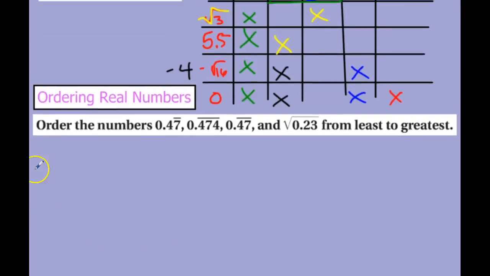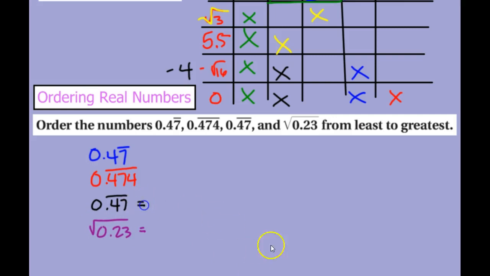Alright, our last piece here. Order the numbers from least to greatest. So I'm going to write these all out because they look so similar. 0.47 repeating, 0.474 with all of them repeating, 0.47 with both repeating, and then we have the square root of 0.23. So I'm going to actually write each of these out multiple times. So for example, this first one would be 0.4, and then the 7's repeating, 7, 7, 7. And it would go on.